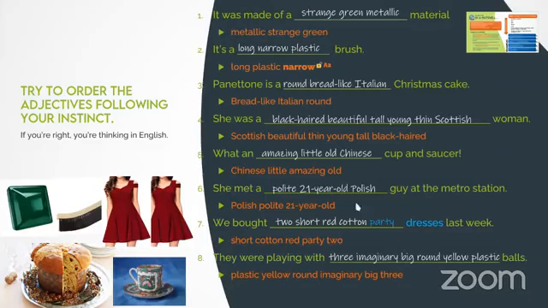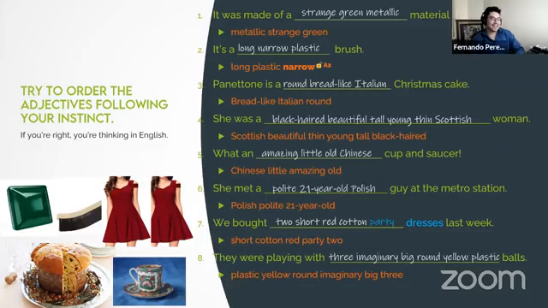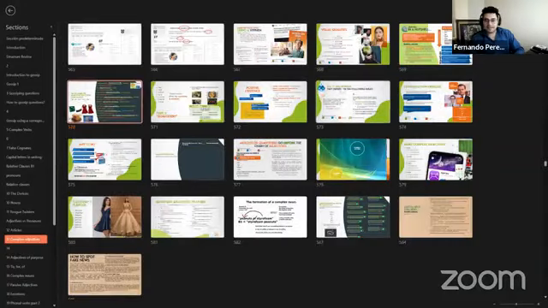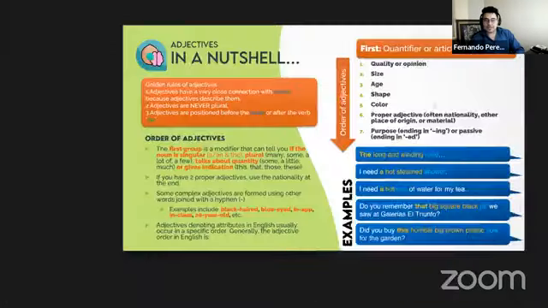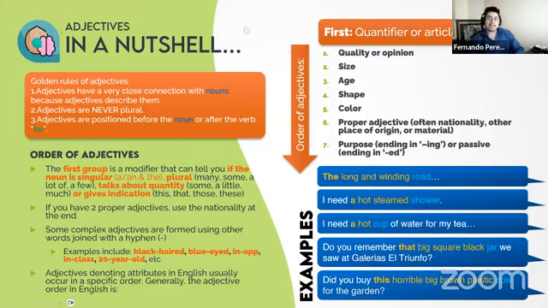Okay. Thanks. Very good, guys. Study your adjectives. This is the adjectives in a nutshell. Tomorrow we check a little bit more of the hyphens and positions, but in this case you have all the information in front of you, right?